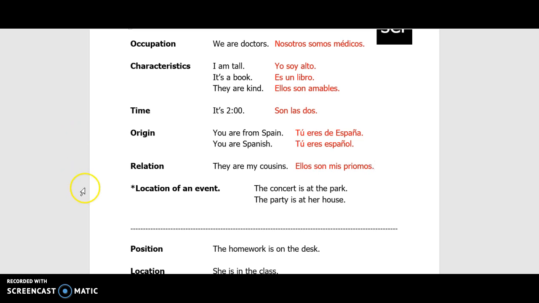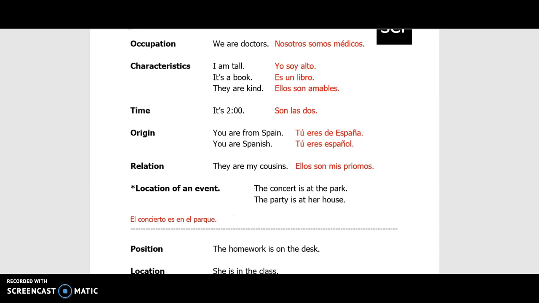The exception, and I'm going to put my sentence down here at the bottom because I have a little more room here. The concert is at the park. Sounds like it's a location. Sounds like it should be estar. We've always said for how we feel and where we are, always use the verb estar. Not in this case. Location of an event, you have to use a form of ser. So el concierto es en el parque.